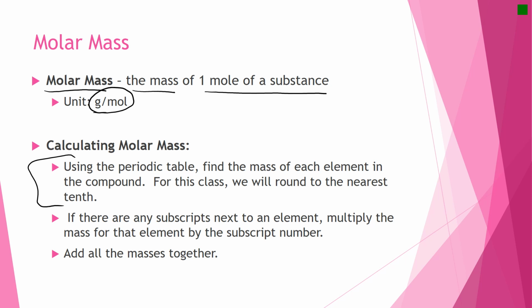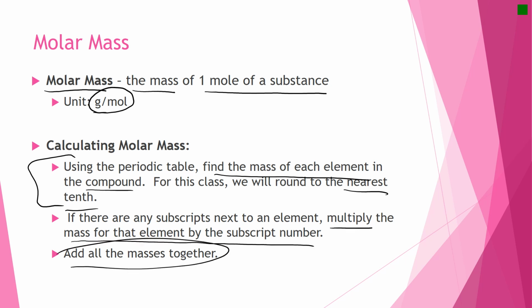So how do we calculate it? First, use the periodic table, which we will always give you on every test. You will never have to memorize. You find the mass of each element in the compound. In this class, we're going to round that number to the nearest 10th. Okay? If there are any subscripts next to that element, you multiply the mass for that element by the subscript number, and then you add up all the masses together, and that's the molar mass of that individual compound.